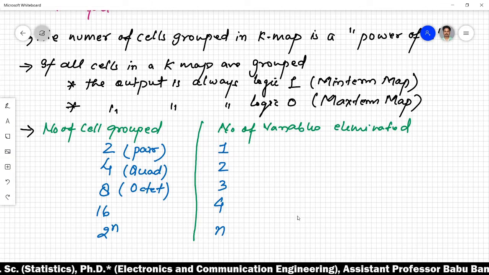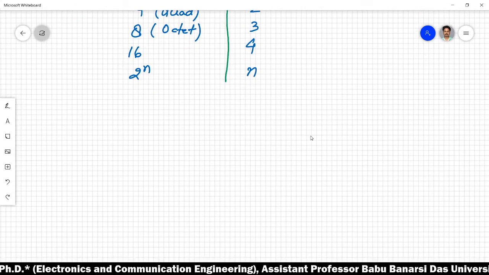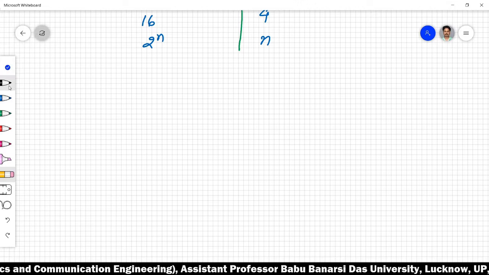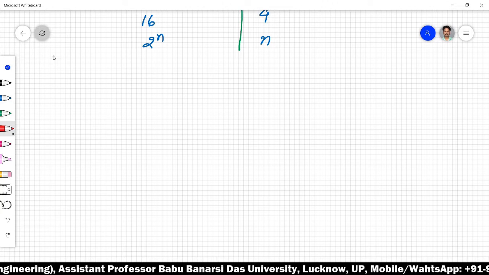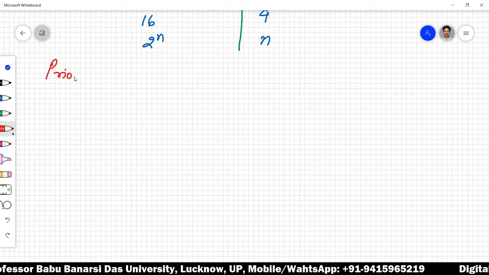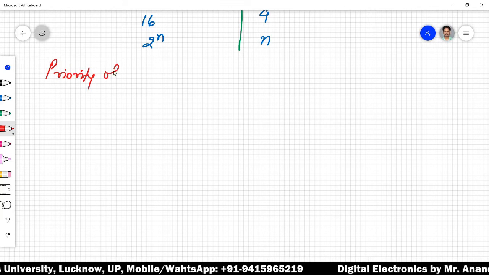Now let us take one more important consideration, that the priority of grouping is also important. What should be the priority when we go for making a group of adjacent cells? So let me write this important point: priority of grouping.